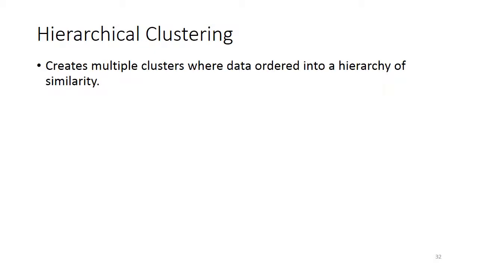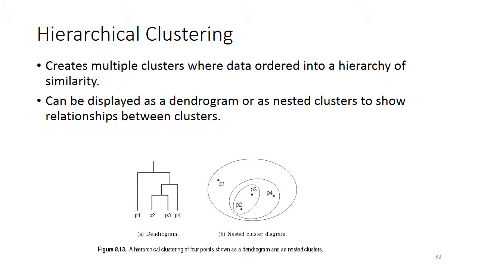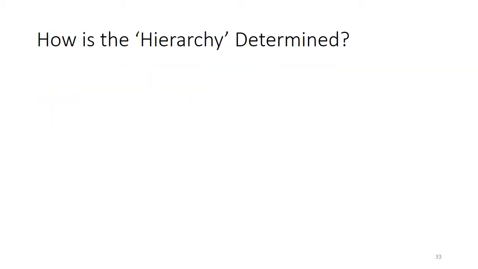This creates multiple clusters where the data is ordered into a hierarchy of similarity, and they can be displayed as a dendrogram or tree, or as nested clusters to show the relationship. Here the nested clusters are just grouping those similar groups together, and here the dendrogram or tree just shows the nodes where different points can branch off.